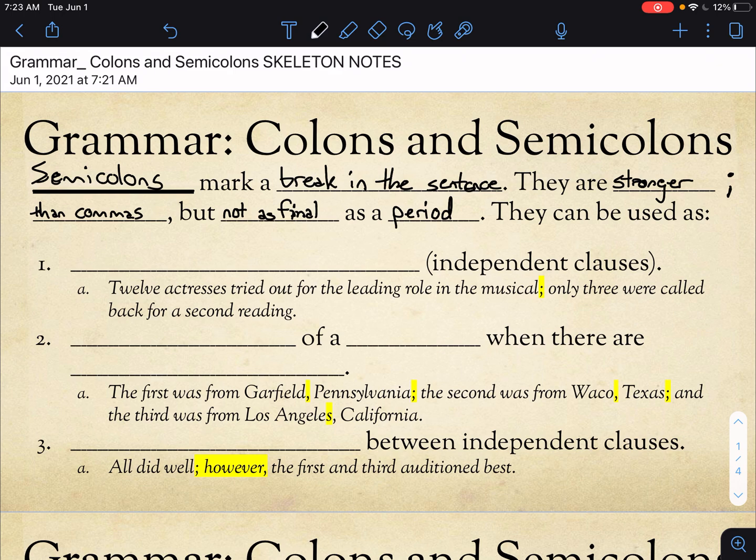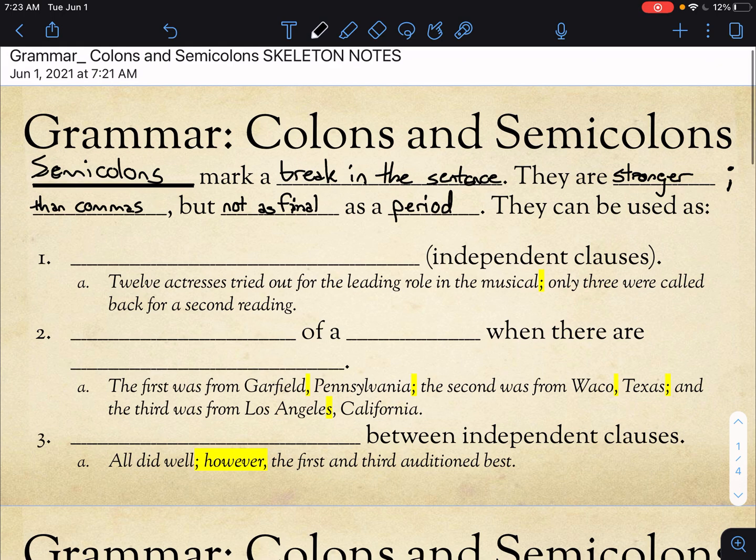So we use them when we want to, first of all, join multiple complete thoughts, those independent clauses. So: 12 actresses tried out for the leading role in the musical; only 3 were called back. So we're joining multiple complete thoughts together to form one sentence.